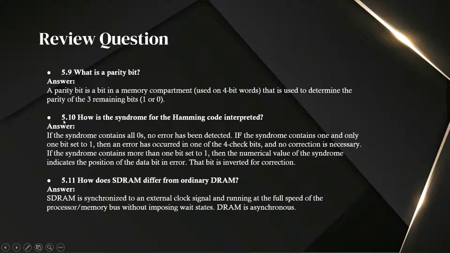5.10. How is the syndrome for the Hamming code interpreted? If the syndrome contains all zeros, that means no error has been detected. If the syndrome contains one and only one bit set to 1, then an error has occurred in one of the 4 check bits, and no correction is necessary. If the syndrome contains more than one bit set to 1, then the numerical value of the syndrome indicates the position of the data bit in error. That bit is inverted for correction.